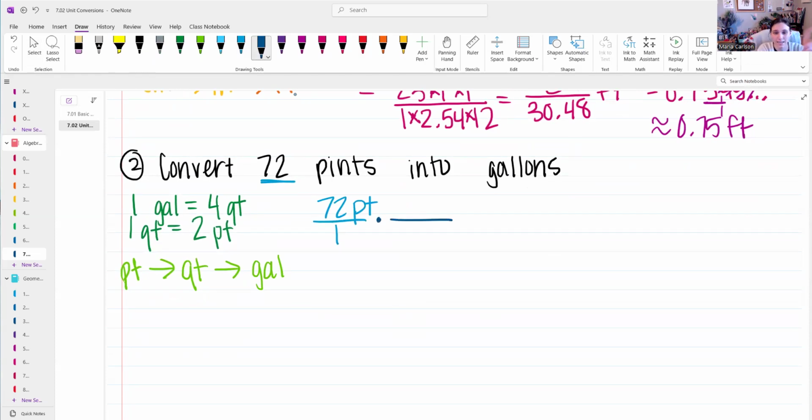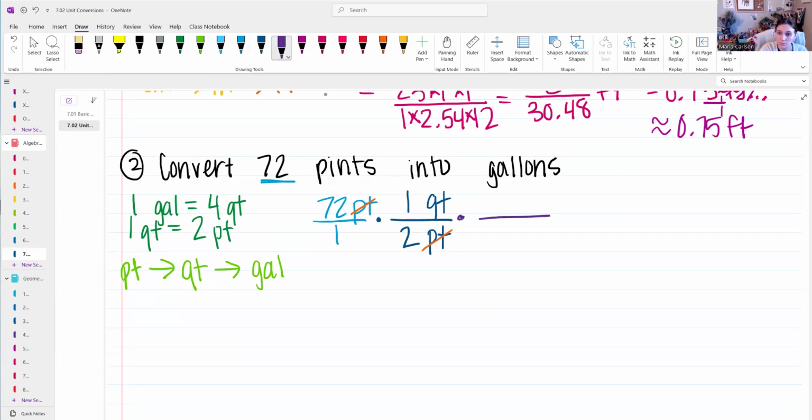Now I need my pints to cancel, so I'm going to put that in the bottom here. And quarts will go on top. And there are 2 pints per 1 quart, or 1 quart is 2 pints. Now I have the pints in the numerator and the denominator, so they're going to cancel, and we are in terms of quarts now. So I'm going to turn quarts into gallons.